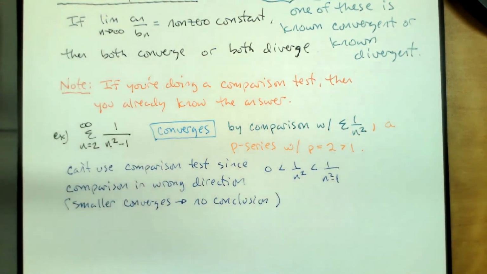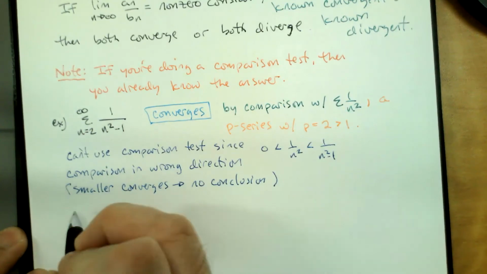And in the comparison test, if the smaller series converges, that provides us with no conclusion. If the smaller series diverges, the larger series diverges. If the larger series converges, the smaller series converges. But we get nothing from the smaller series converges or the larger series diverges. Fortunately for our heroes, we have the limit comparison test.